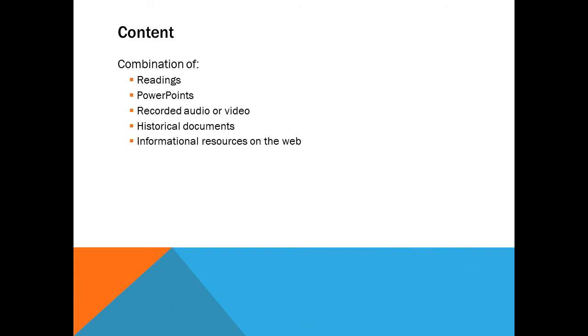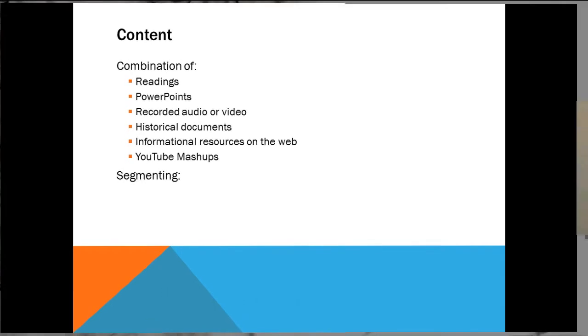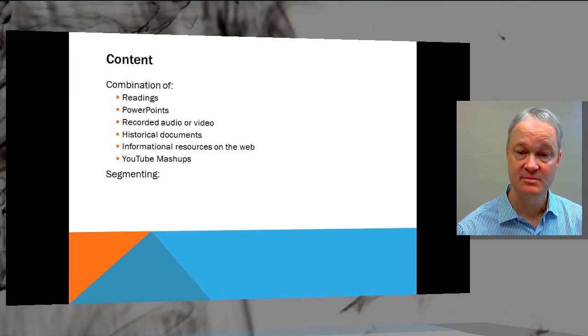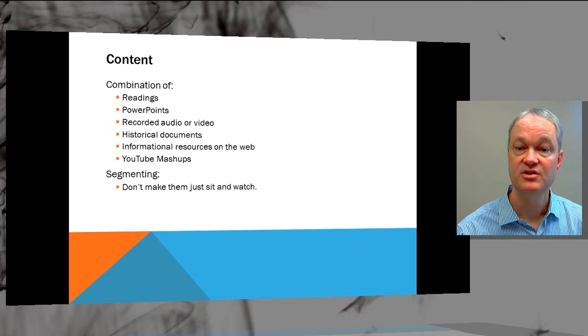Let's start with content. You might convey your content through some combination of readings from one or more books, PowerPoints, recorded audio or video, historical documents, other informational resources on the web, or mashups of YouTube content or other content. Whatever combination you use, the basic concept you want to apply is segmenting. You don't want long videos, like your complete in-class lecture, or long audio segments, or anything that requires the learner to just sit and consume your content for extended periods. This is how online learning differs from instruction in a classroom.